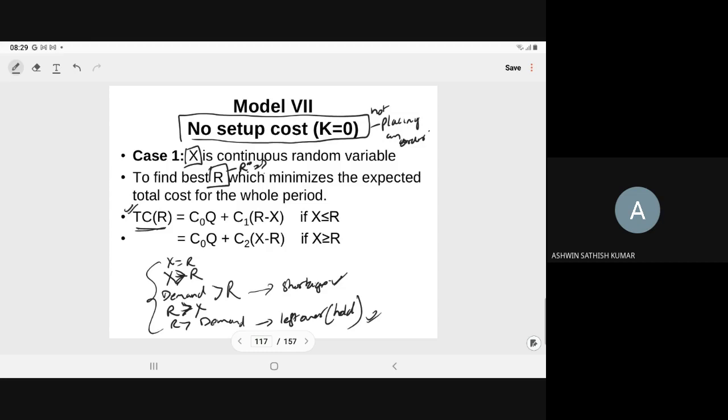So here the total cost can be either the purchase cost plus holding cost, or the purchase cost plus shortage cost, because we are not taking the setup cost; setup cost K is equal to 0. That depends on whether demand is less than or greater than the desired inventory level. Is this part clear? This is important. Any doubt about how I am writing the TC?